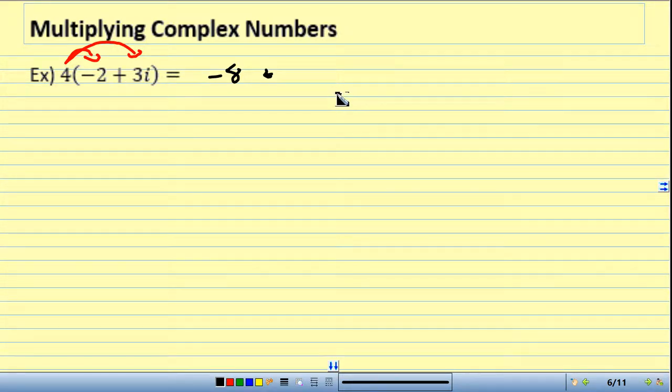positive 12i. And there you go. You distributed it. Yes, it's that simple.